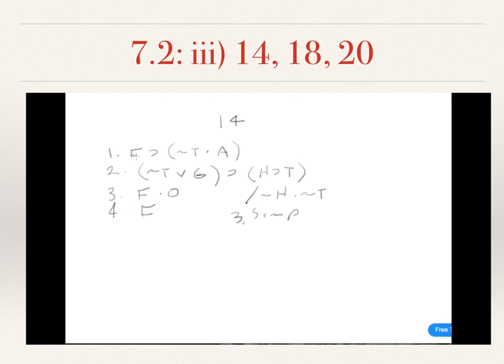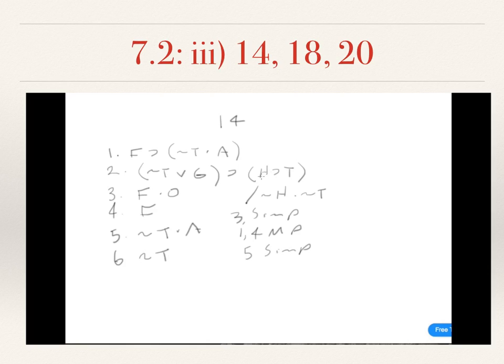So now we have a modus ponens that we can do, and we can conclude not T and A by 1 and 4 modus ponens. And now we can get the not T by itself through simplification from 5.